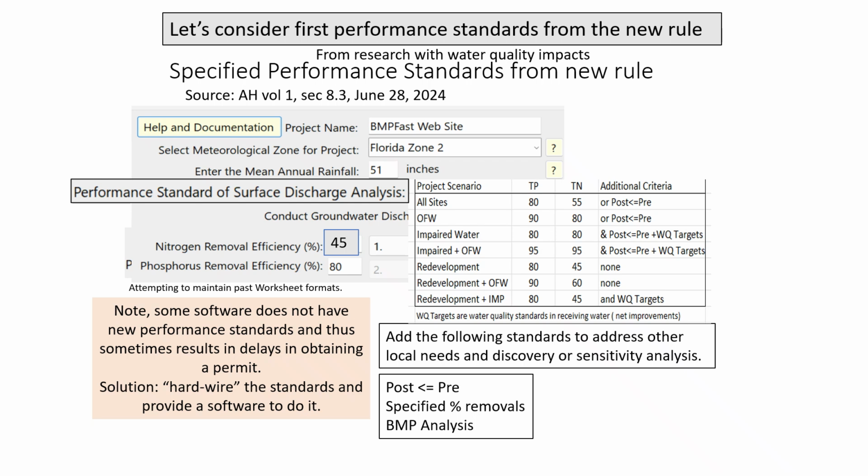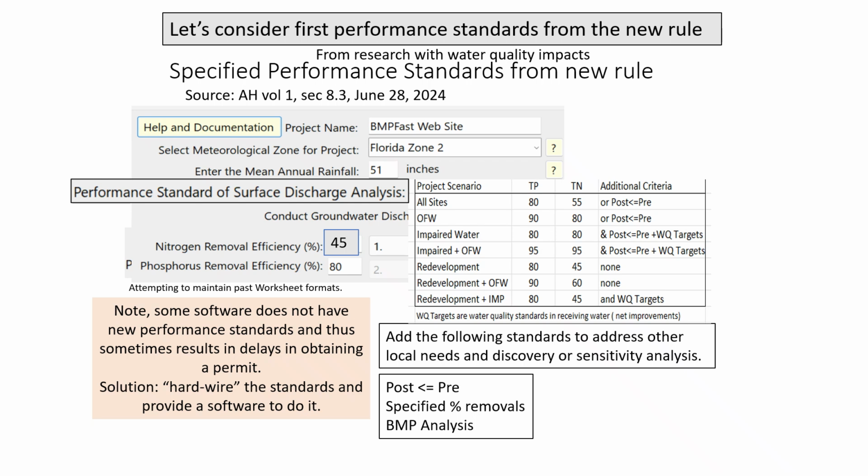A notable challenge is that some existing software systems haven't yet integrated these new standards, which can unfortunately lead to delays in permit acquisition. To address this, the proposed solution is to hardwire these standards directly into our processes and provide software specifically designed to implement them. These standards are informed by extensive research into water quality impacts, and we're also making an effort to maintain the formats of past worksheets to ensure continuity. This information, by the way, is detailed in Volume 1, Section 8.3, dated June 28, 2024.